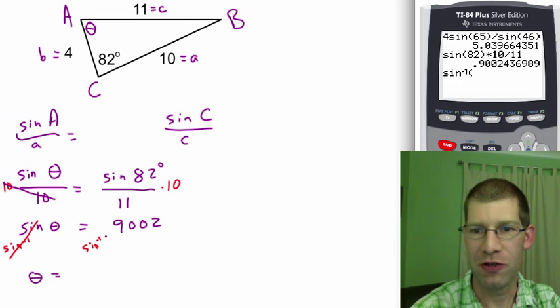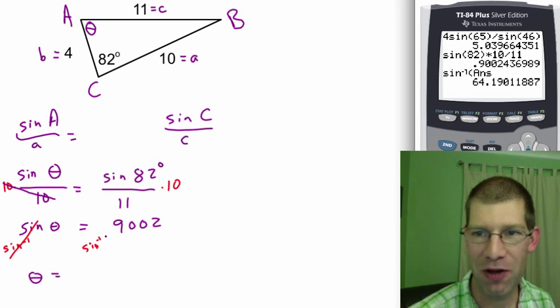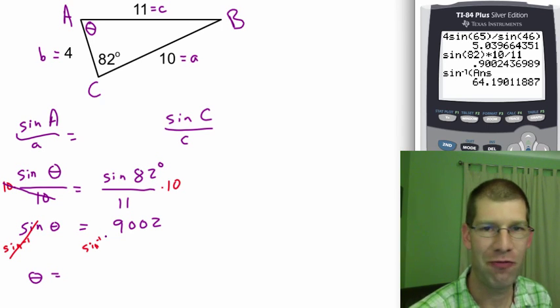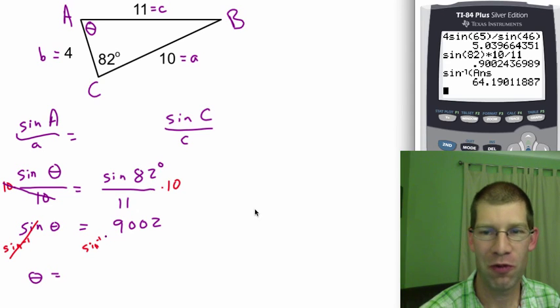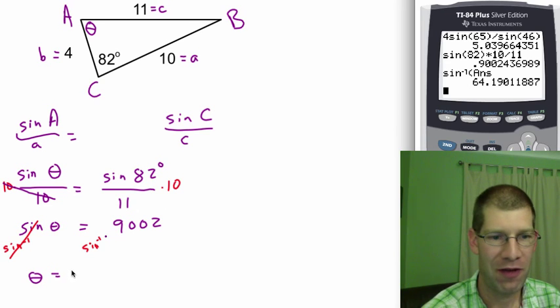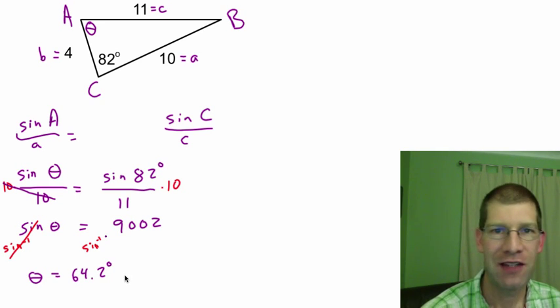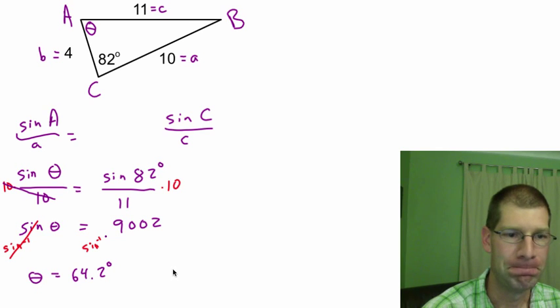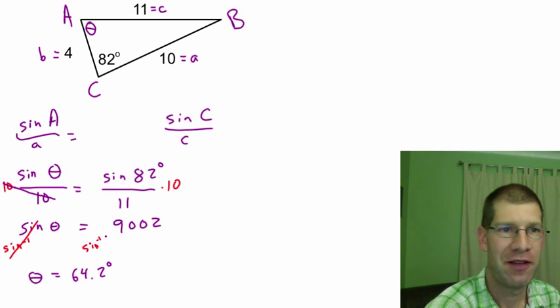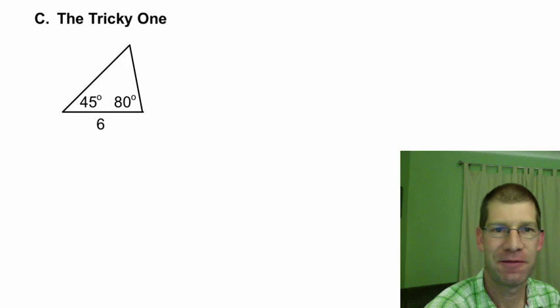And now I'm going to do my answer button, just to keep myself from having to type all that in. And I'm not rounding till the end, so 64.19. I'm going to round that to 64.2 degrees. So that's the second example. One more to go, and then that rounds out law of sines.